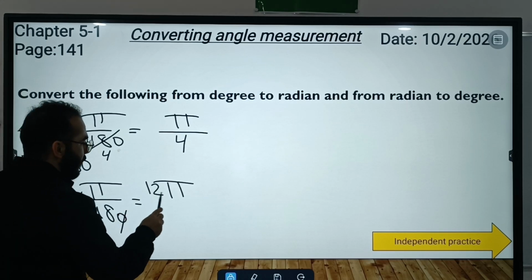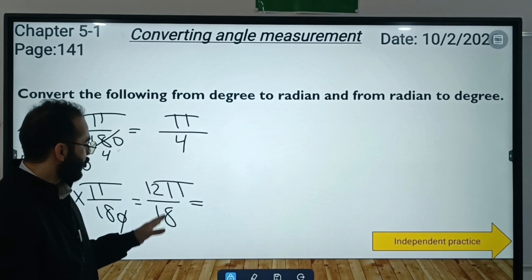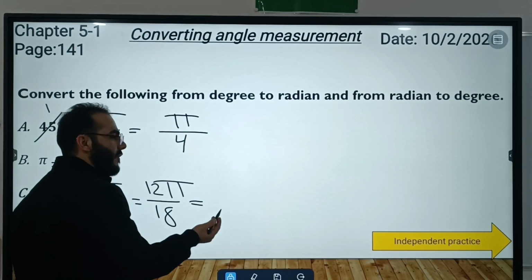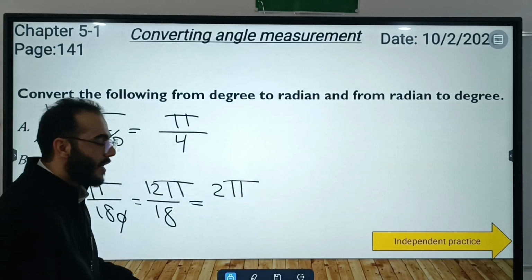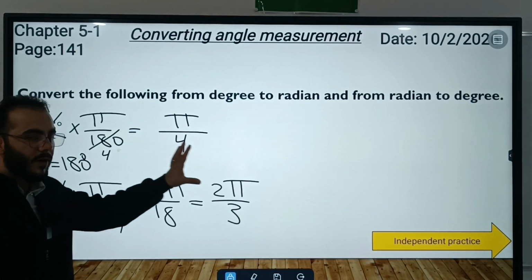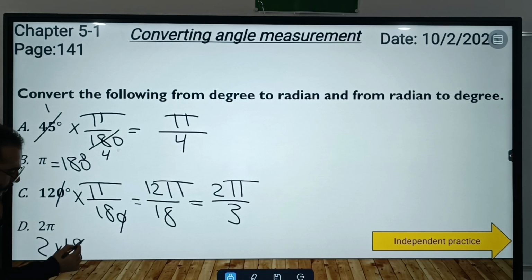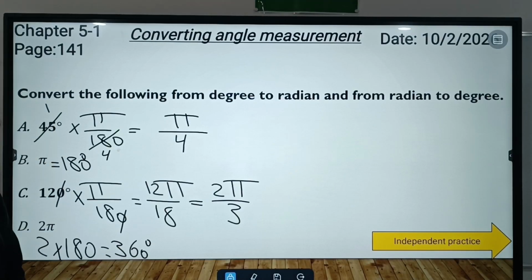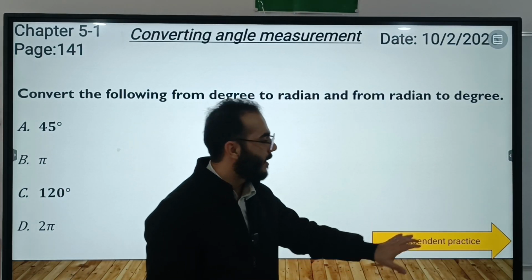12 over 18. We are going to just simplify 12 and 18 by a common factor, and here 6 is the best option. 12 divided by 6 equals 2, pi over 18 divided by 6 equals 3. 2 pi over 3. This is how we change from degree to radian. All right, and how about 2 pi? So it's clearly 2 multiplied by 180, which equals 360 degrees. That's it. So this is how we convert from degree to radian and vice versa.